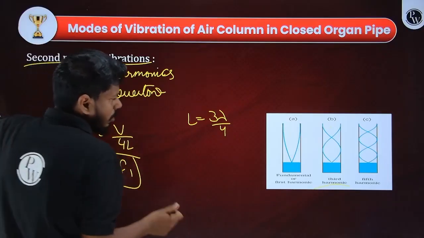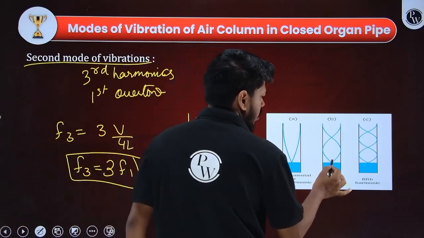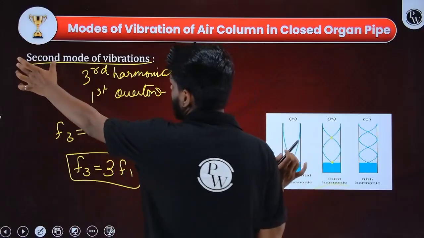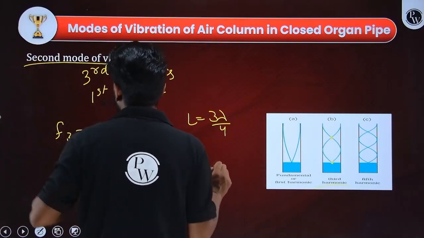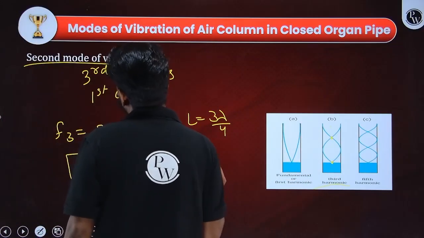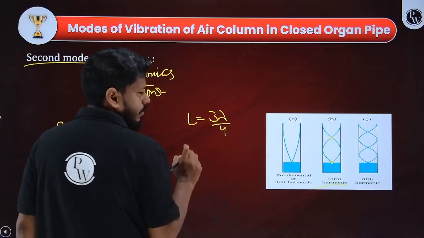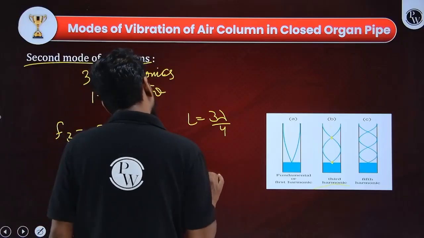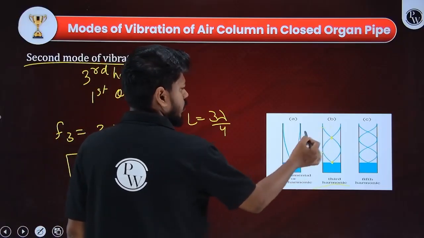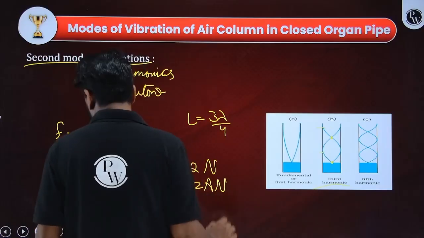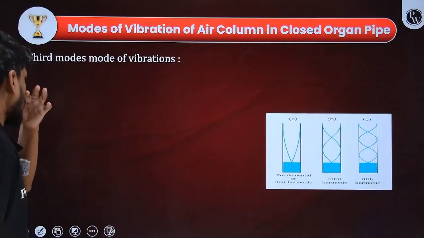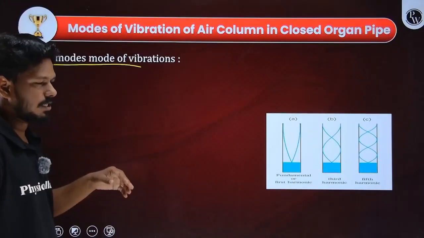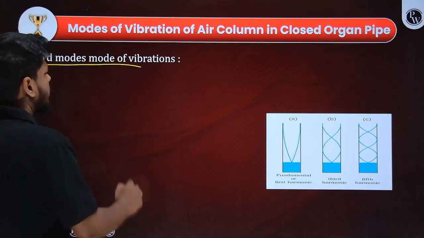So remember this. How many nodes, sir? 1, 2. It is second mode of vibration. As it is second mode of vibration, it has 2 nodes. And how many antinodes? 1, 2. So 2 antinodes. Third mode of vibration. Third mode of vibration is called what? Fifth harmonics.